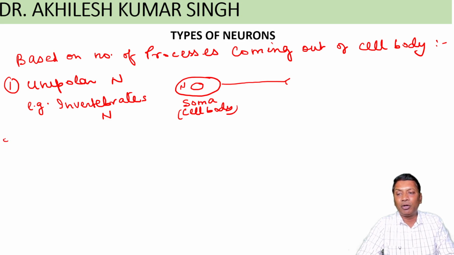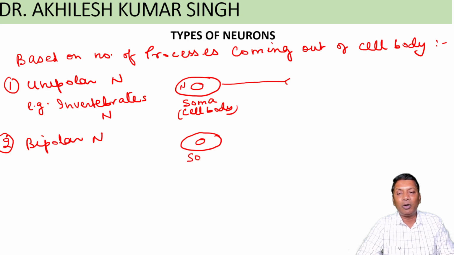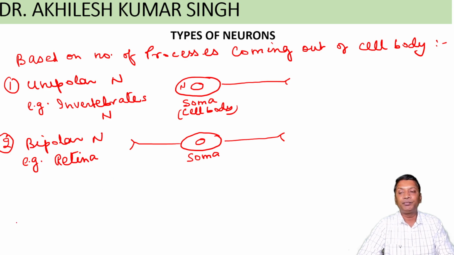The second type of neurons are bipolar neurons. Bipolar neurons means two processes will come out from the cell body. So if this is the cell body, also called as soma, and two processes come out from the cell body, this is called as bipolar neuron. An example of the bipolar neurons is the retina. The retina has the bipolar neurons.